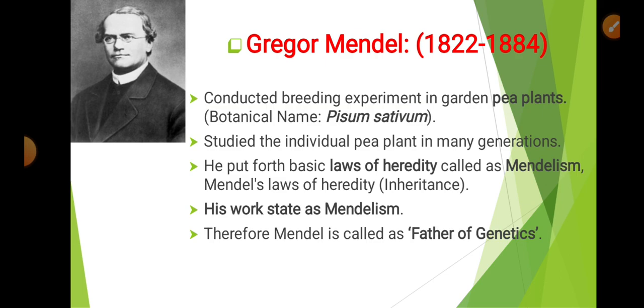Mendel's life period is 1822 to 1884. He conducted breeding experiments in garden pea plants. The botanical name of the pea plant is Pisum sativum. He studied individual pea plants over many generations. He put forth the basic laws of heredity, called Mendelism, also called Mendel's laws of heredity or inheritance. His work is well known as Mendelism. Therefore, Mendel is called the father of genetics.